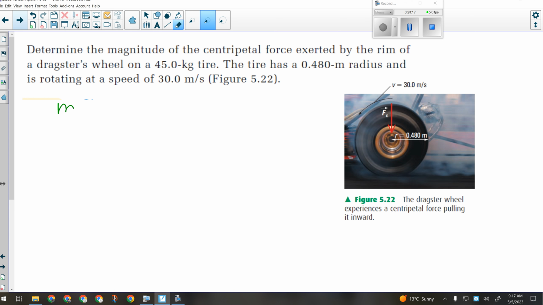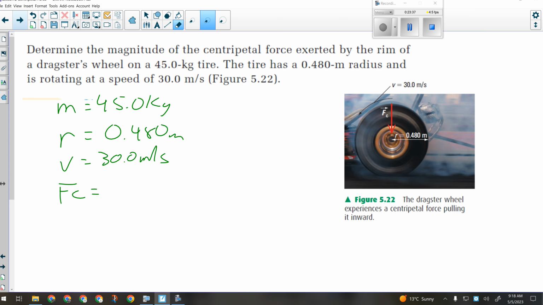They tell us the mass, 45.0 kilograms, the radius of the tire, 0.480 meters, and the speed of the tire, 30.0 meters per second. We're looking for F_C. Is this going to be an easy problem? I just have to plug into the formula. Everything's already there, I don't have to manipulate because I'm looking for F_C. All right, so 45 kilograms times 30 squared over 0.480.